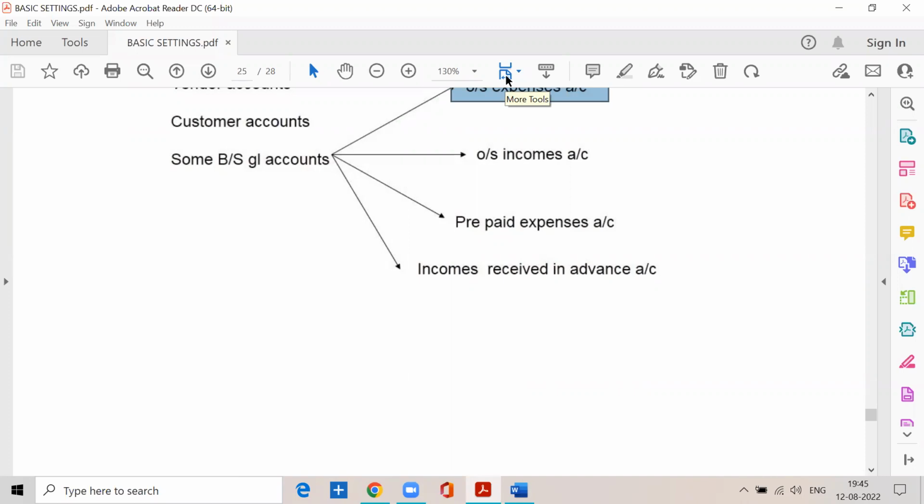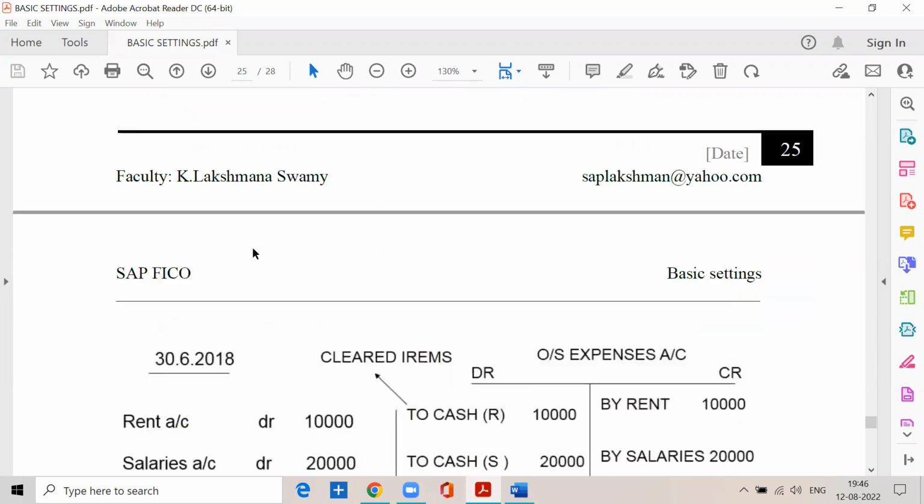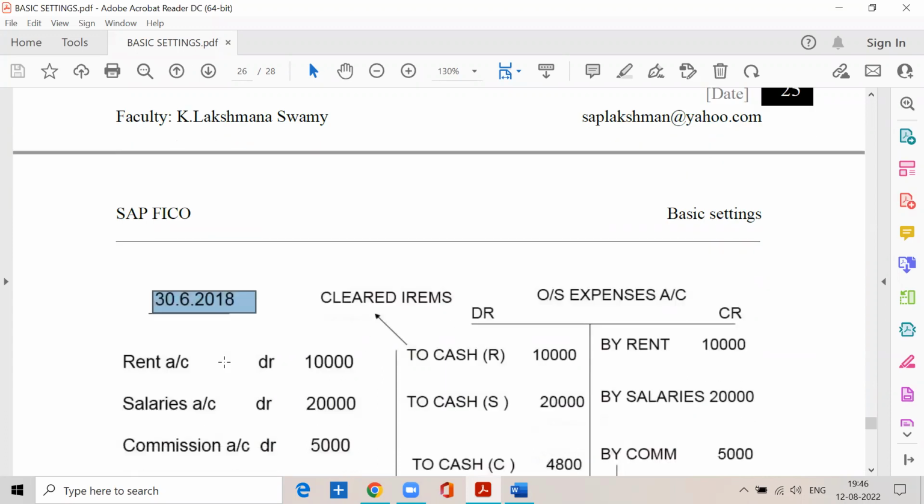That's why before preparing the financial statements, we have to post some accounting entries. Those accounting entries are called accrual entries, right? For example, we are in June 2018. Let us assume that we are in the fiscal year 2018, right? Now, on 30th June, we are preparing the financial statements. On 30th June 2018, we are preparing the financial statements.